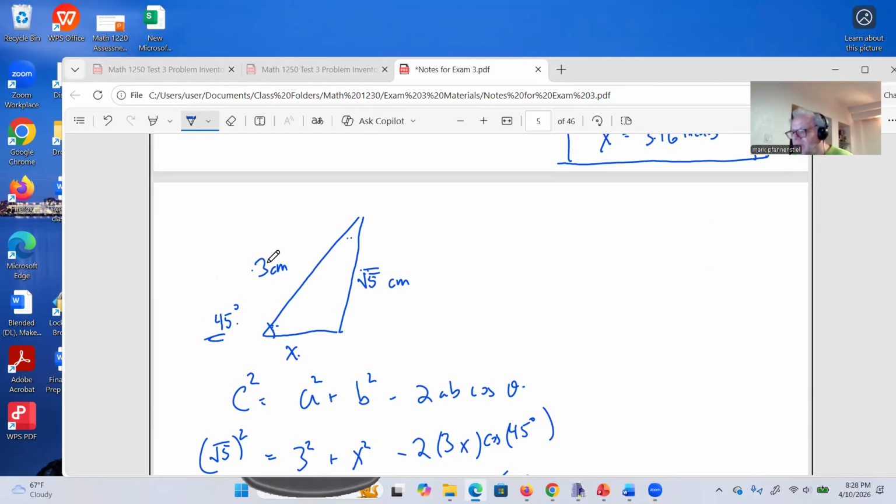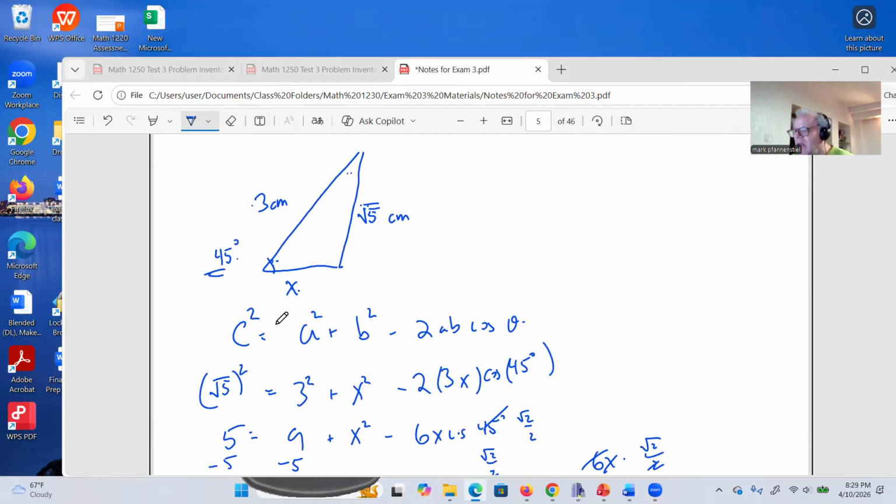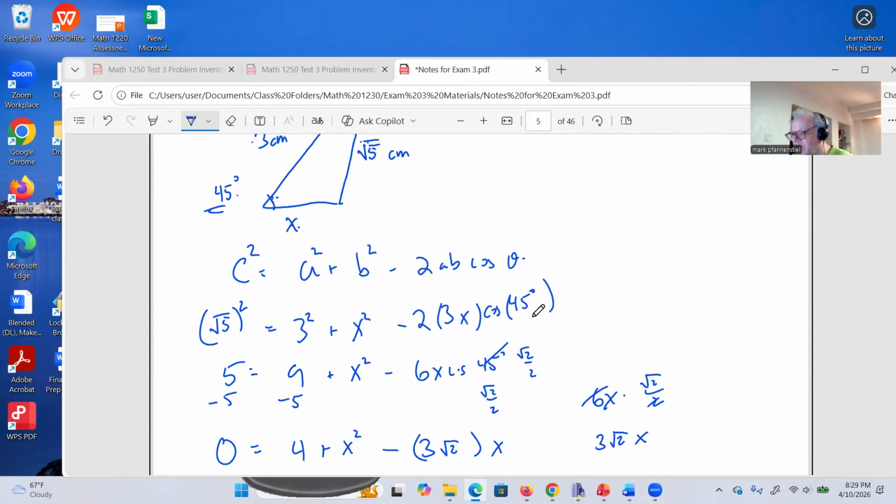So let's double check our thing here. We have our two angles and the one between them. So we have c squared, that's going to be square root of 5 squared, so it's going to be 5. We have our one side, which is going to be 3 squared, which is going to be 9. My other side squared is going to be x squared. 2 times 3 times x times square root 2.